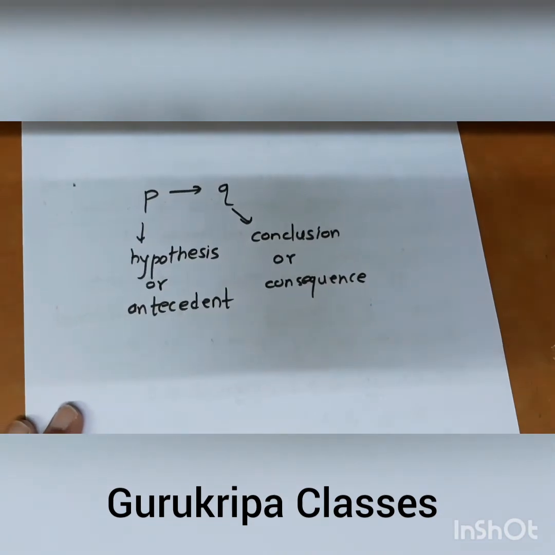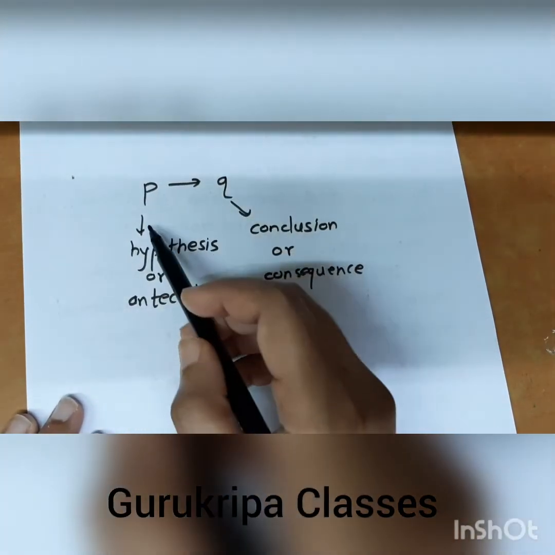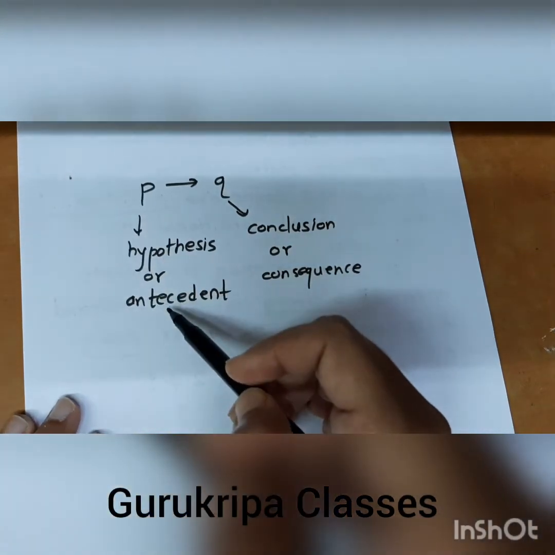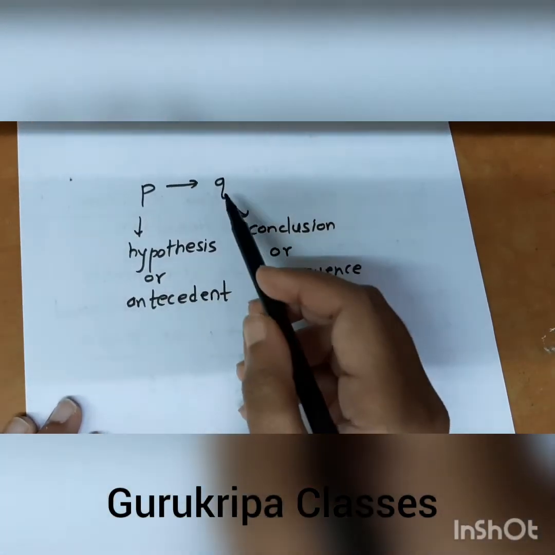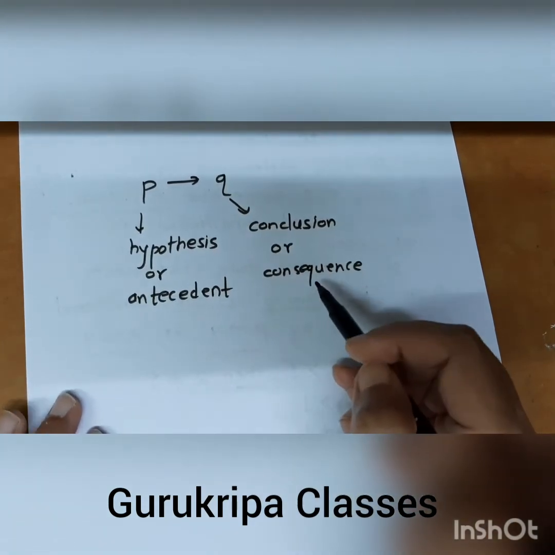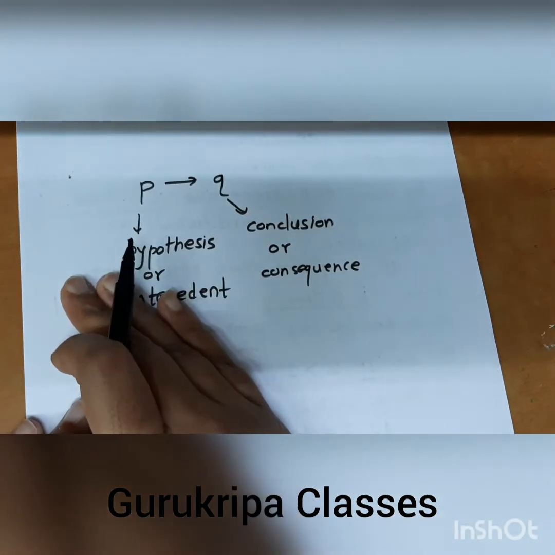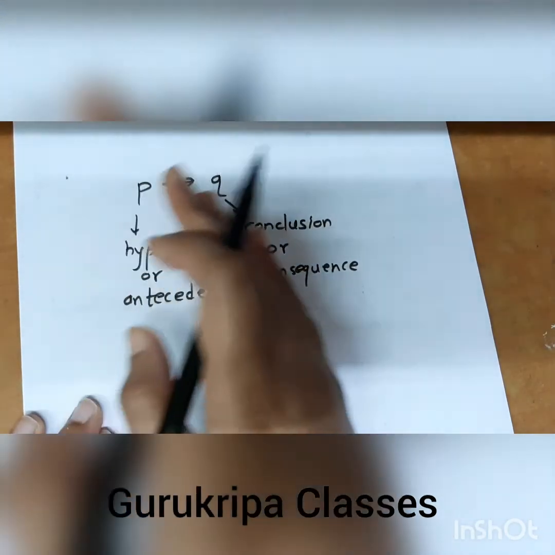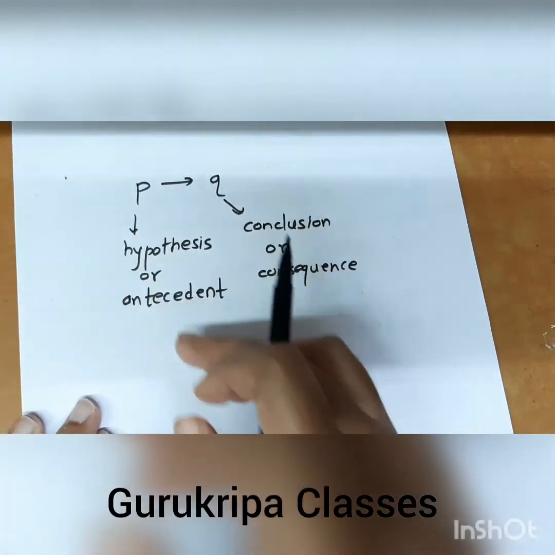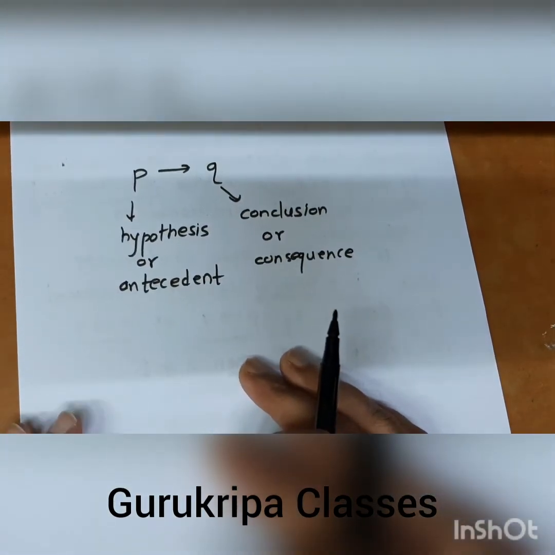Again see what I am writing for P implies Q. This P is called hypothesis or antecedent. And this Q is called conclusion or consequence. Because this Q statement is dependent on this P statement. If P, then Q. So P is called hypothesis or antecedent and Q is called conclusion or consequence.